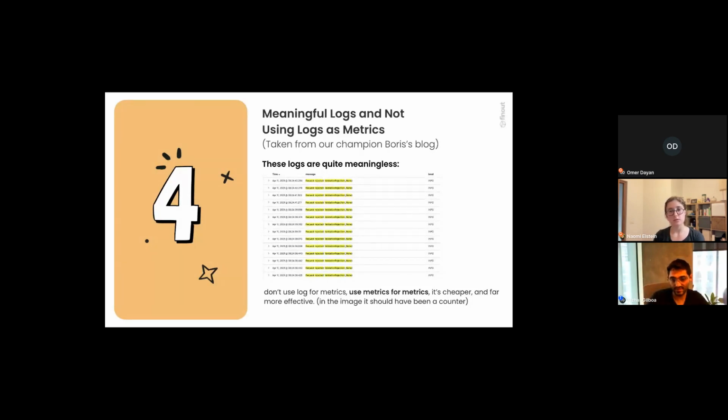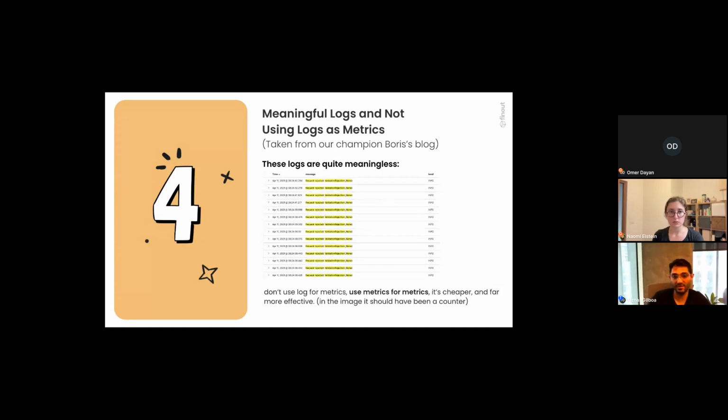And what we see here is an event that a developer decided to log, and the only insight here is how many times it occurred in a certain period of time. And this is exactly something that we could have used the metrics for, and it would have been a lot cheaper and more effective and faster to query. So be mindful of that.